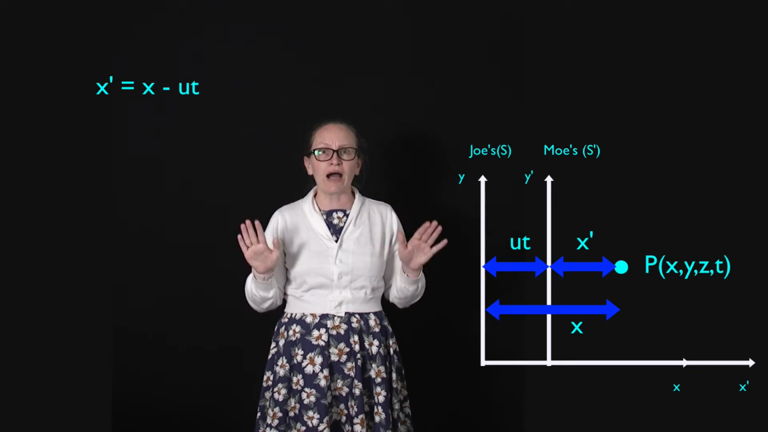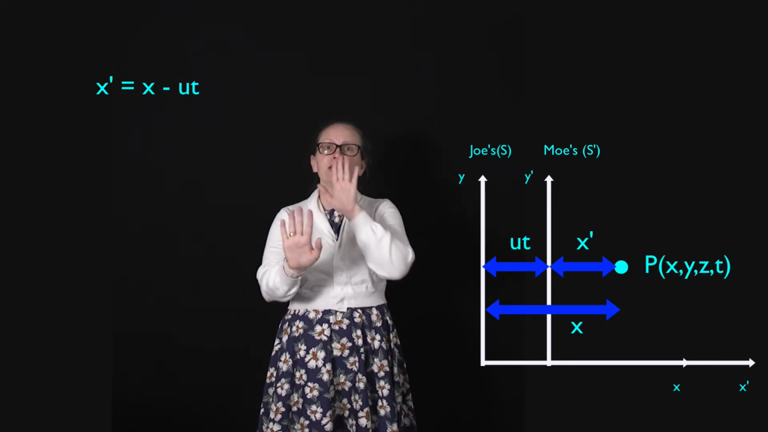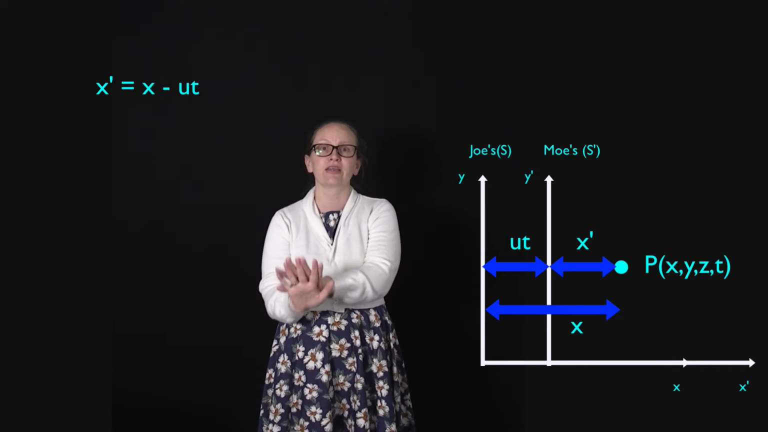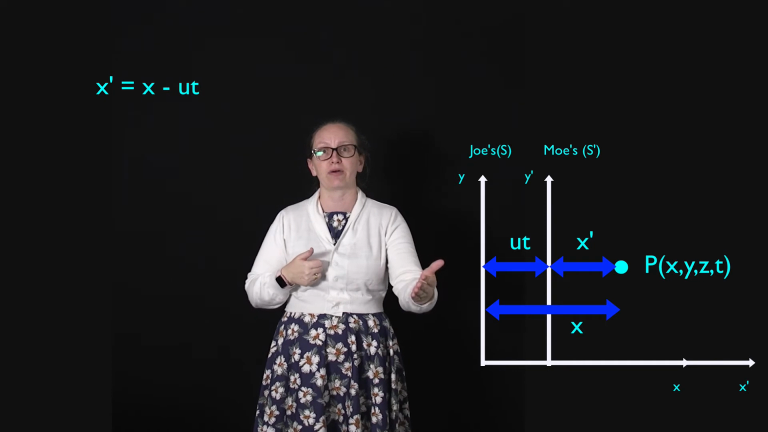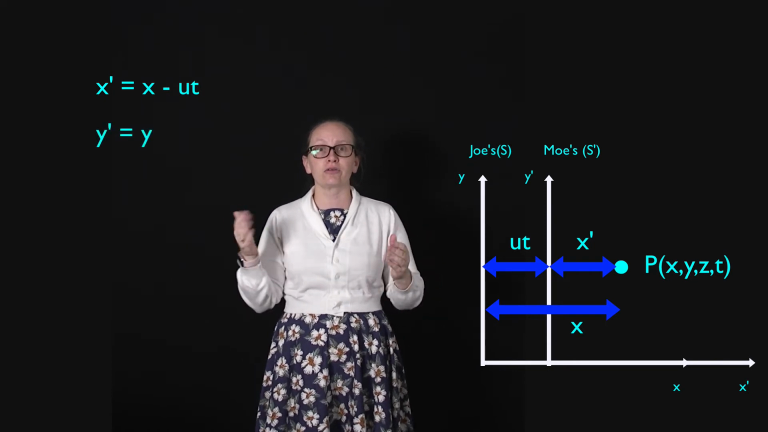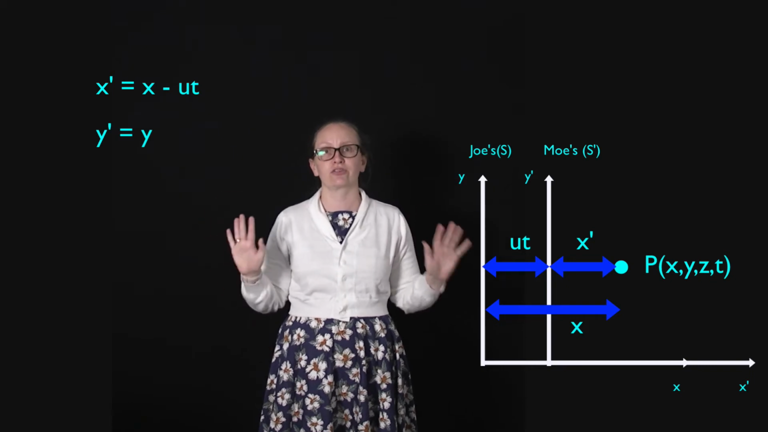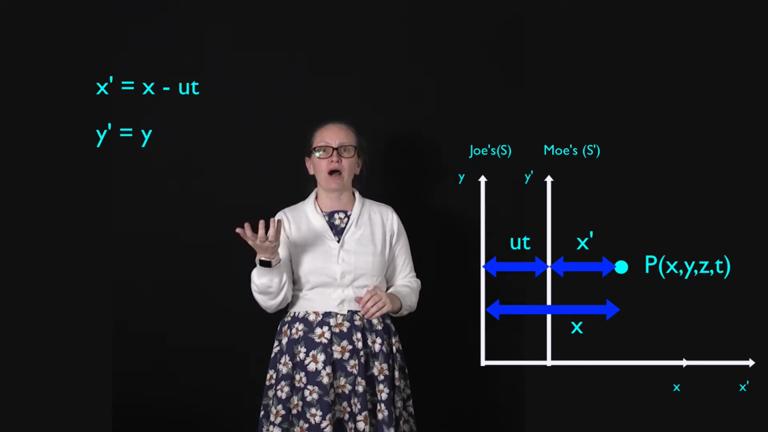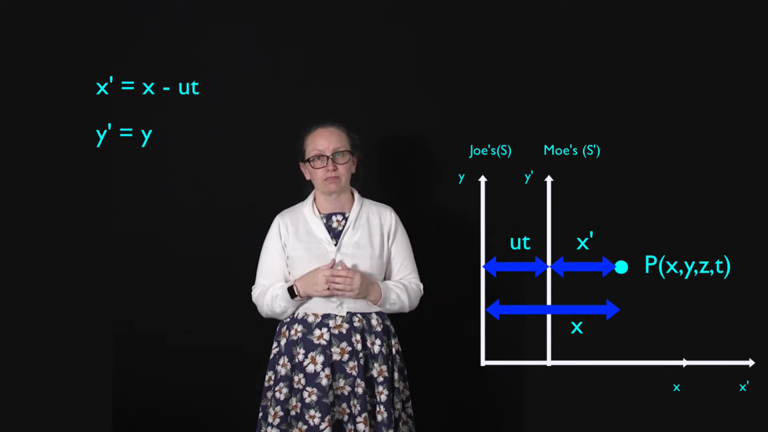Now we can do similar things for the y prime. So in the y direction, there is no relative movement. Initially Mo and Joe were at the same location. They agree on what is y and what is y prime. And so as there is no relative motion, this doesn't change at all through time. So we have y is equal to y prime for all times.